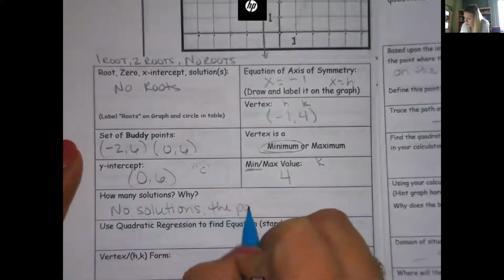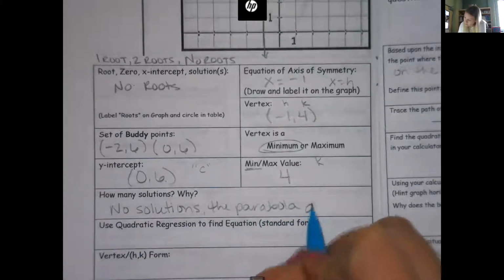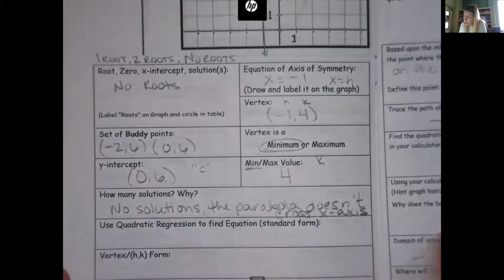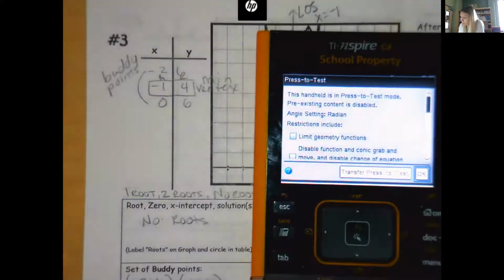How many solutions? Well, we said right here, there are no roots, so there are no solutions. Why? The parabola doesn't cross the x-axis. Okay, and that's okay. So right here, the regression in standard form, this is where your calculator is going to come in handy. Remember, you need to have a minimum of 3 points, which we have.